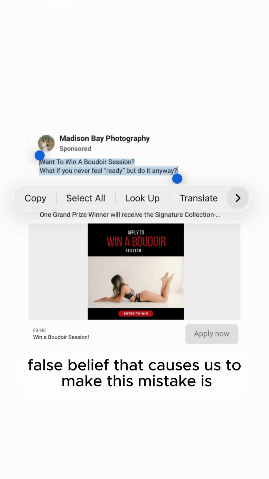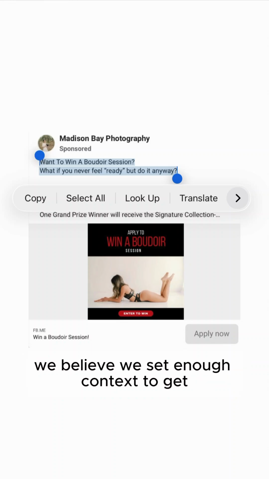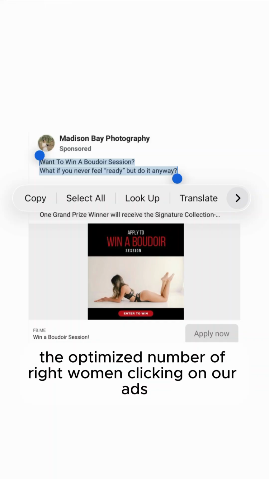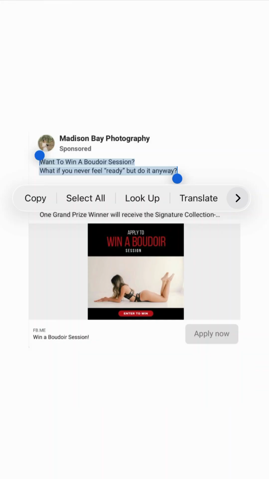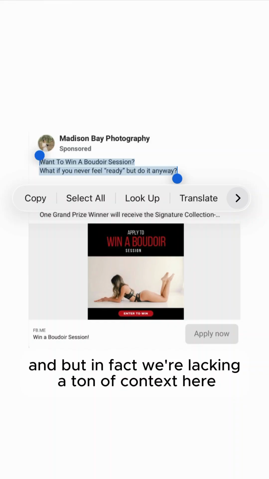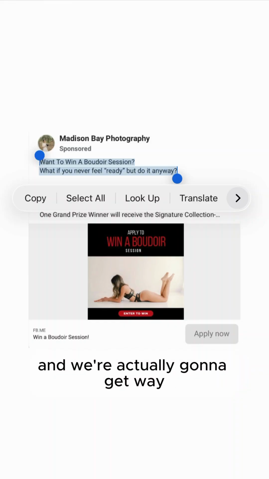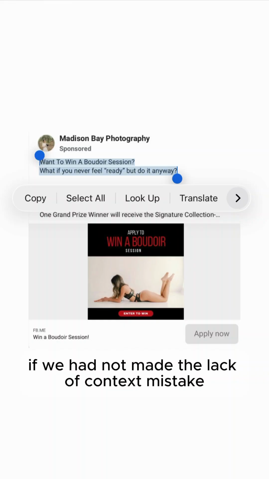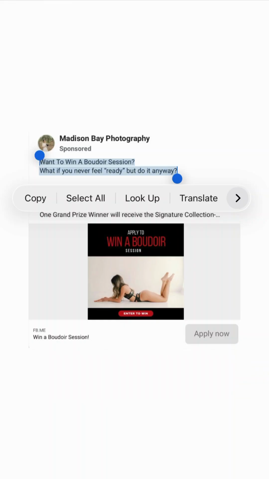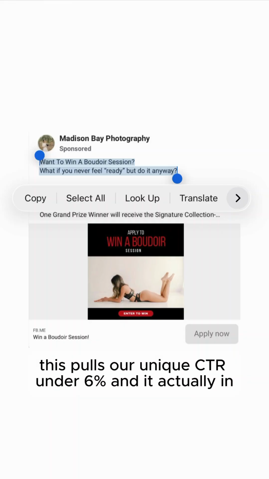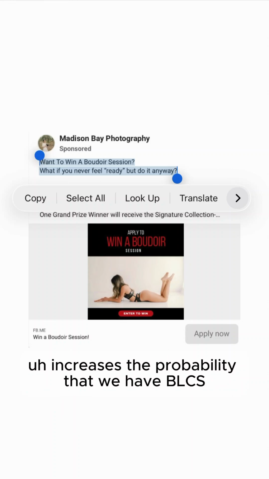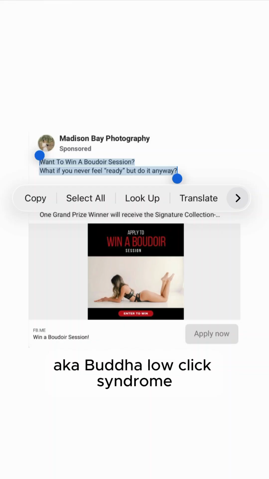The false belief that caused us to make this mistake is we believe we set enough context to get the optimized number of right women clicking on our ads. But in fact, we're lacking a ton of context here. And we're actually going to get way, way, way more women scrolling by our ads than necessary who could have been perfect if we had not made the lack of context mistake and who actually would have clicked in and had a chance to buy from us. And as a result, this pulls our unique CTR under 6%, and it actually increases the probability that we have BLCS, aka Boudoir low click syndrome.